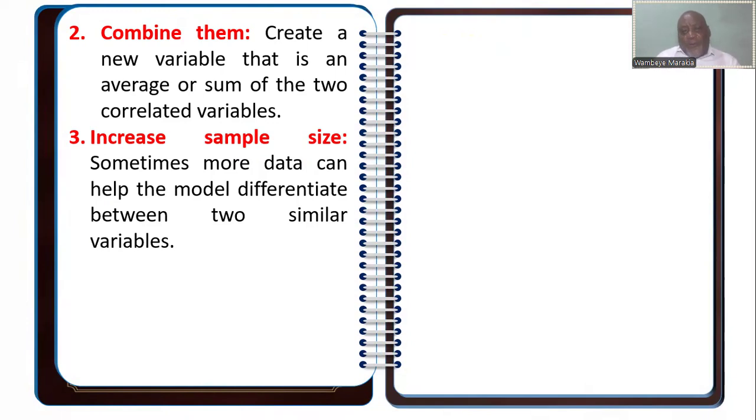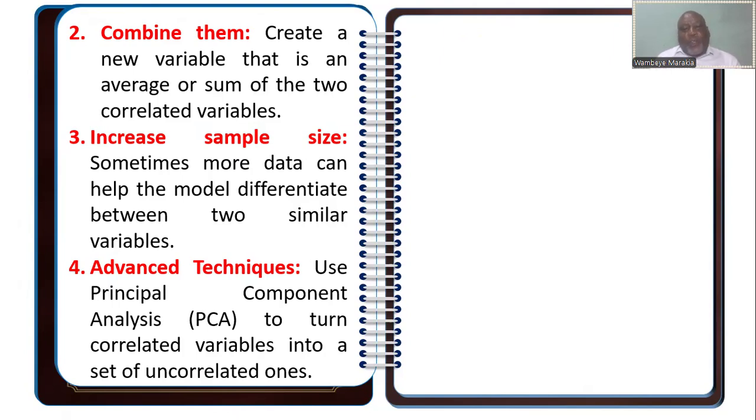Nice. Now, if you see the problem persists, then you increase your sample size. Sometimes a smaller sample size usually affects the results in this case. So you increase the sample size, and then you test again and see how it behaves. And if it continues, you use advanced techniques, and these advanced techniques will eliminate the problem, and then you are able to get results.